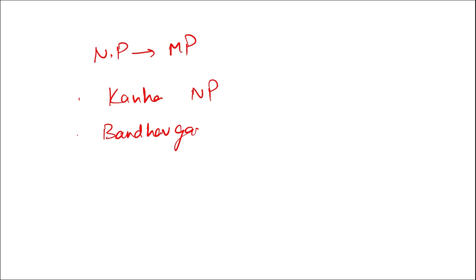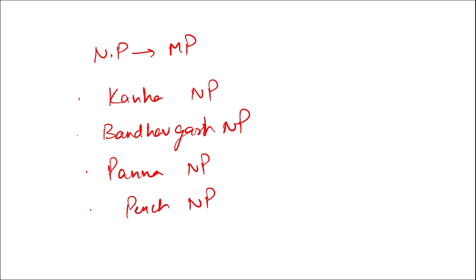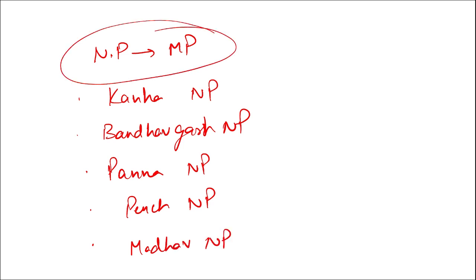Alright, apart from this, let's remember some national parks from Madhya Pradesh. First is Kanha National Park, Bandhavgarh National Park, Panna National Park, Pench National Park and Madhav National Park. These are some national parks from Madhya Pradesh that you need to pay attention to.